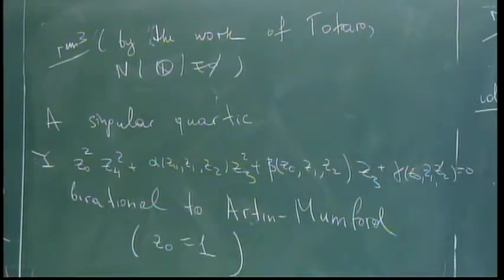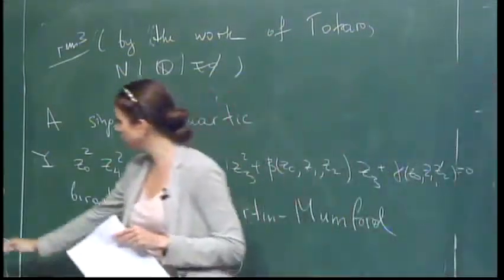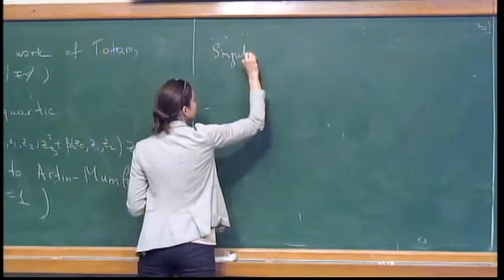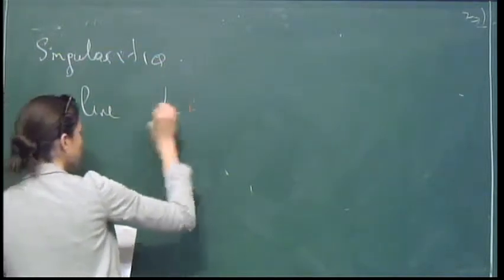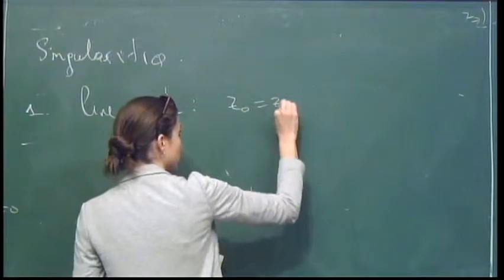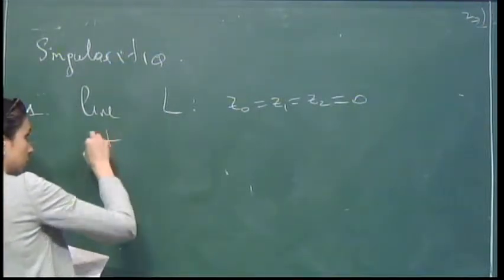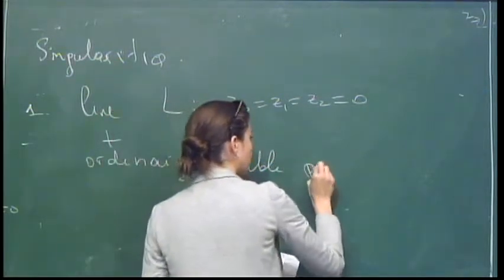Okay. Let's now look at singularities. It's slightly more complicated than just double point singularities. That's why we needed to care here about this notion of CH-trivial map. So singularities. The biggest problem is a line, which I call L, given by the equation Z0 equals Z1 equals Z2 equals 0. All these points are singular. Plus we have other easy singularities, which are just ordinary double points.